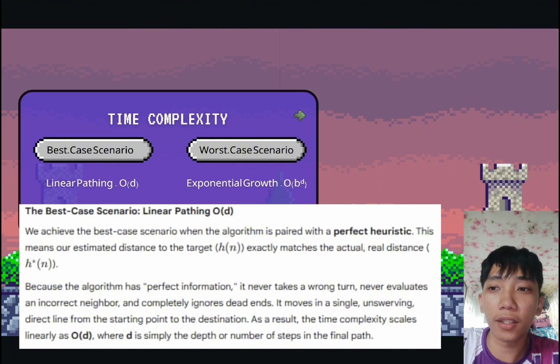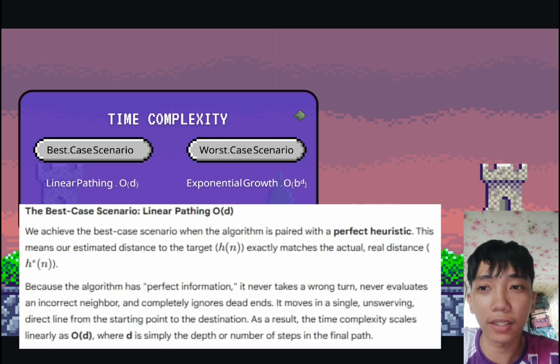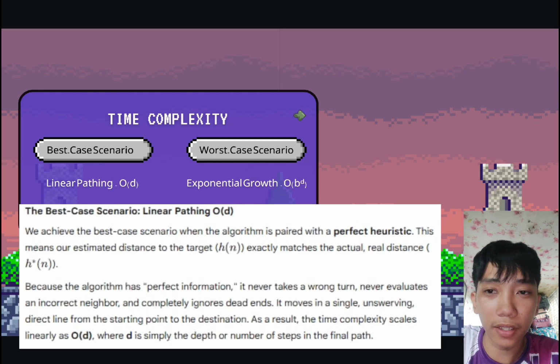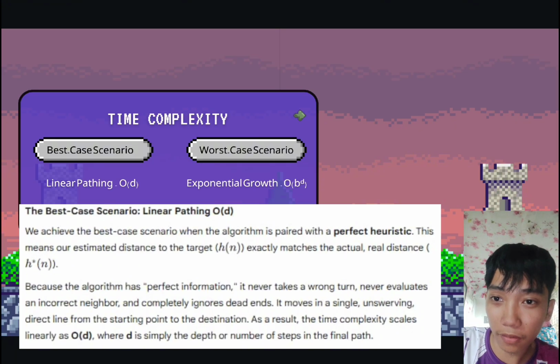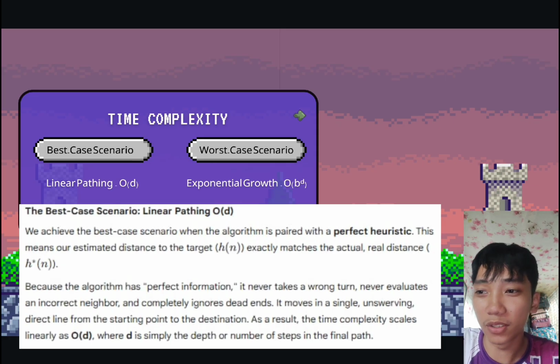This occurs when you have a perfect heuristic, meaning h(n) = h*(n), where h* is the exact true cost from node n to the goal. With a perfect heuristic, the algorithm never expands a node that isn't on the optimal path. It walks straight from the start node to the goal node, evaluating exactly those nodes.